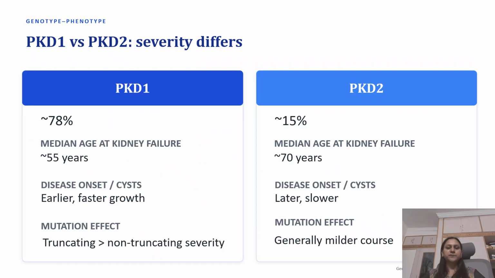PKD1 disease is more severe, forms earlier cysts, has faster kidney enlargement, and a median age at kidney failure is around 55. PKD2 is milder with failure closer to 70. Within PKD1, truncating mutations are worse than non-truncating ones. That distinction feeds directly into the PROPKD score. So when a report comes back, note both the type of gene and the mutation type. A young patient with a PKD1 truncating variant deserves closer surveillance than a PKD2 patient of the same age.